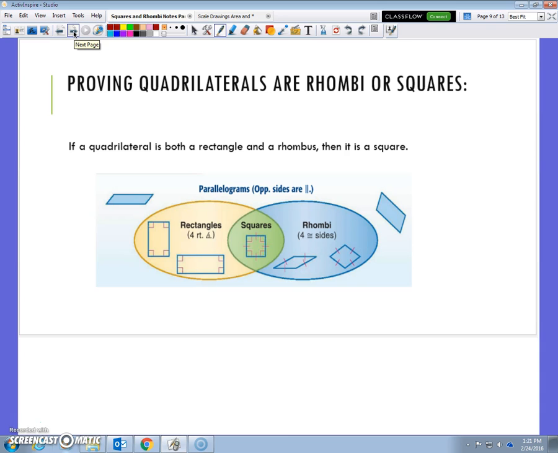And then finally, this is a big one. If you can prove that it's both a rectangle and a rhombus, then it is a square. So it has to be both a rectangle and a rhombus. We've got to prove that it has 4 right angles, and we also got to prove that it has 4 congruent sides. So our proofs get a little lengthy because we have to prove so many things to show that it's a square, but that's all right.